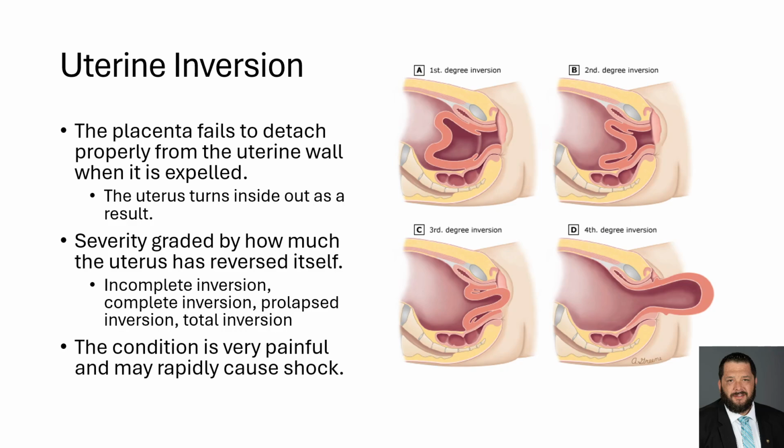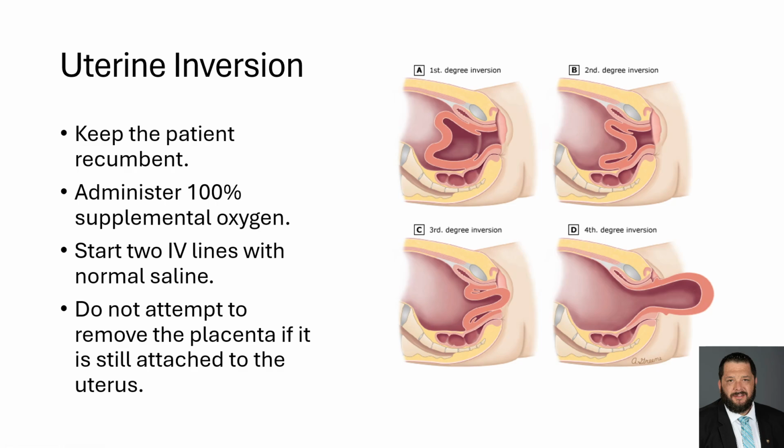For a uterine inversion, this is when the placenta fails to detach properly from the uterine wall when it's expelled. The uterus turns inside out as a result. The severity is graded by how much the uterus has reversed itself, whether it's an incomplete inversion or a total inversion. The condition is painful and can rapidly lead to shock, as the internal bleeding surfaces of the uterus are now external, and any contractions that are occurring from the release of oxytocin are exsanguinating blood out and not contracting and applying pressure within itself.